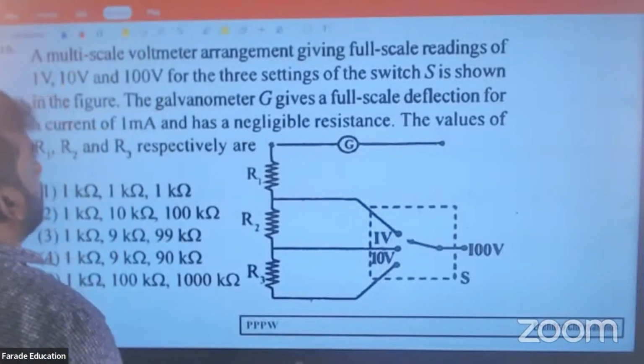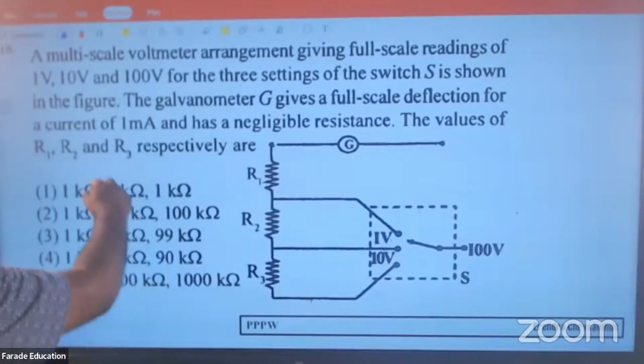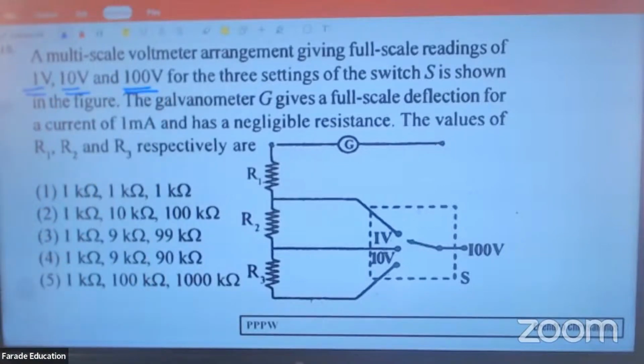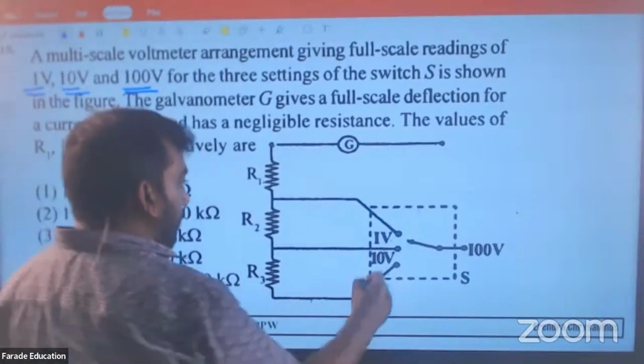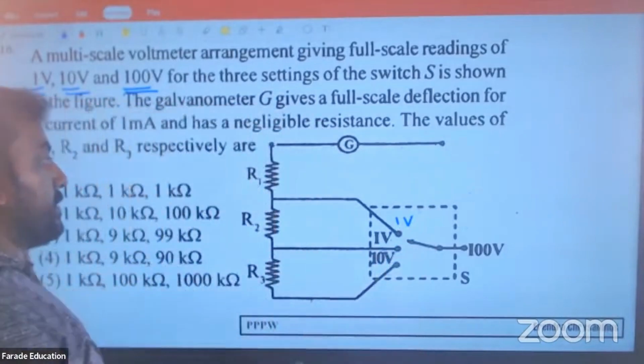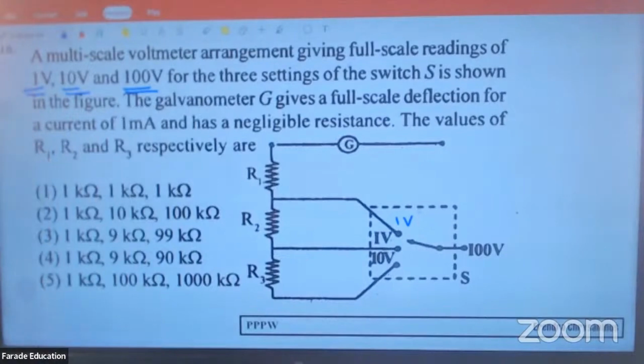A multi-scale voltmeter arrangement gives full-scale deflection at 1 volt, 10 volt, 100 volt. So 3 settings for switch S as shown in the figure. This is reading 1 volt, this is reading 10 volt, and then 100 volt. Galvanometer G gives full scale deflection for a current of 1 milliamp and has negligible internal resistance.